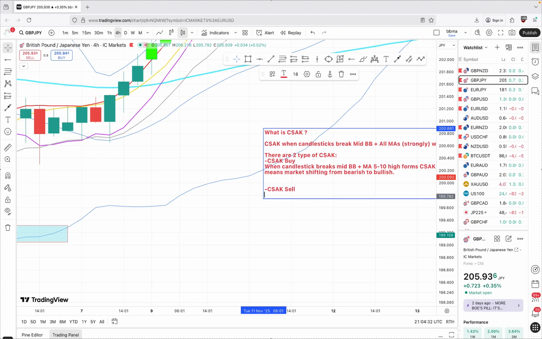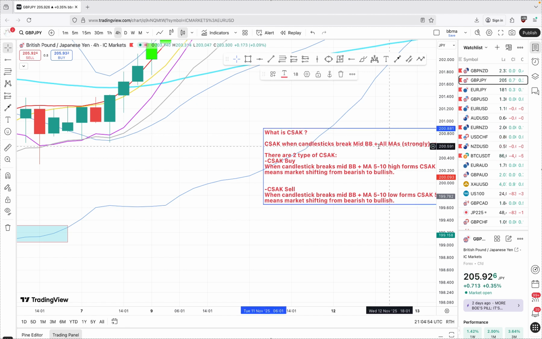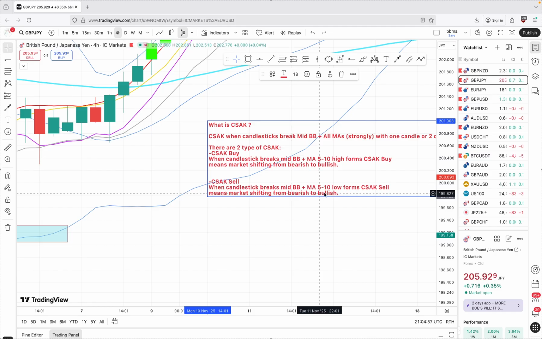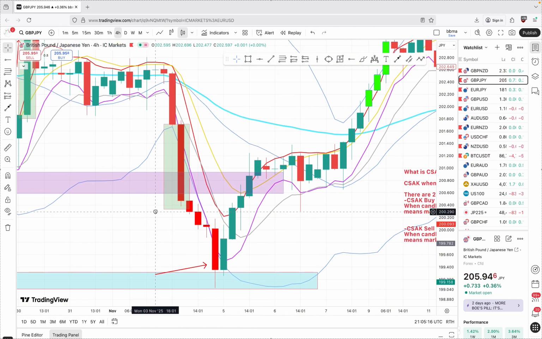So CSAK sell. I will copy the same to save time. Breaks mid BB and MA510 low. Forms CSAK sell. Bullish to bearish. CSAK sell, we will check it.